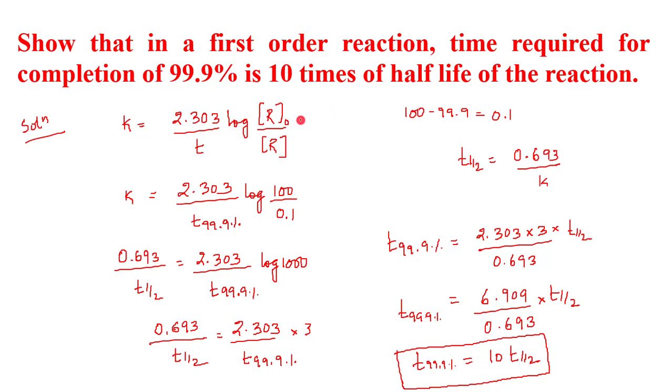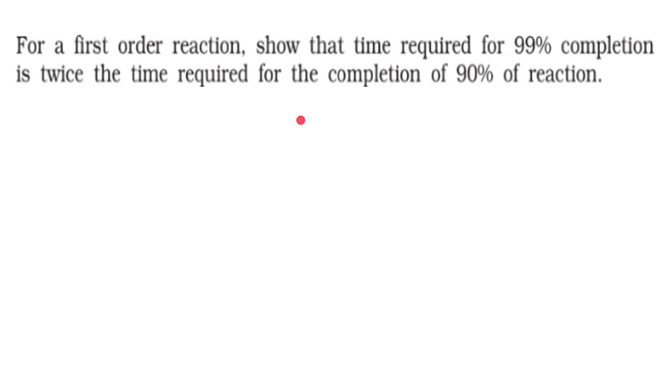Okay, next question. For a first order reaction, show that the time required for 99% completion is twice the time required for 90% completion of the reaction, right? It is the same type. They are asking that the time required for 99% completion of the reaction is twice the time required for 90% completion of a first order reaction.